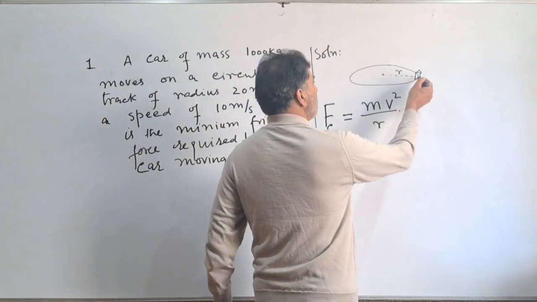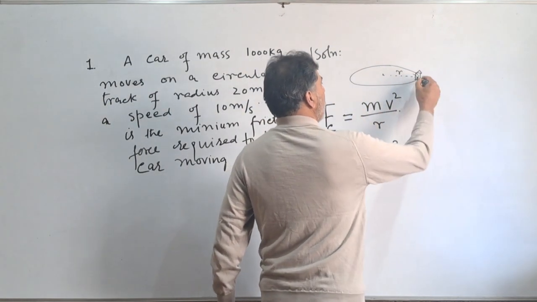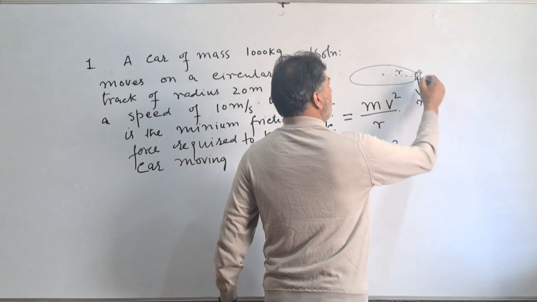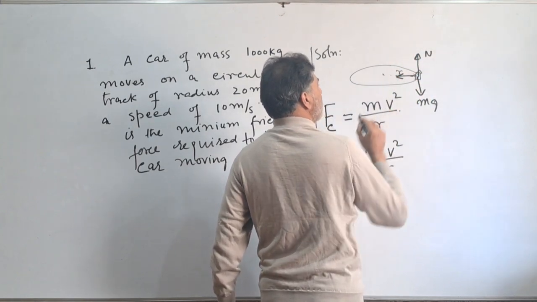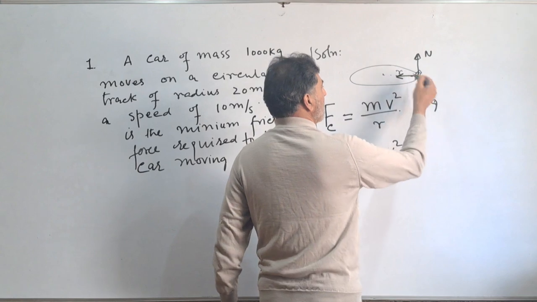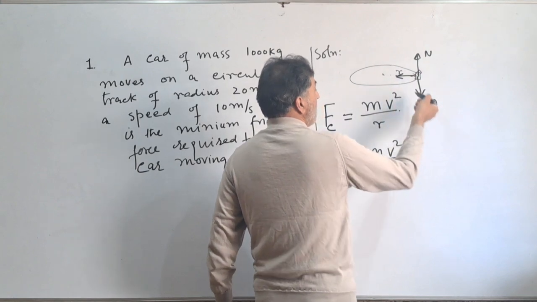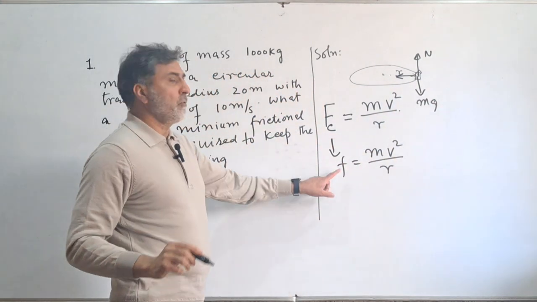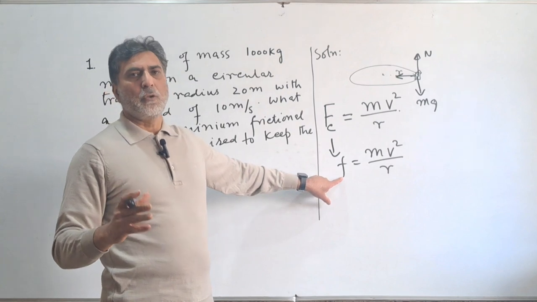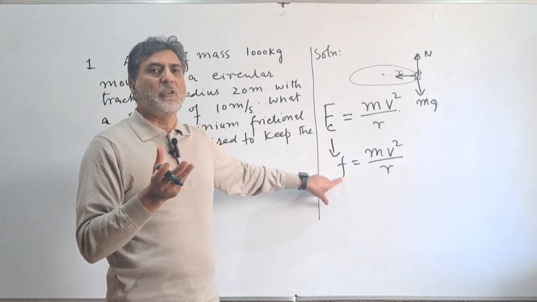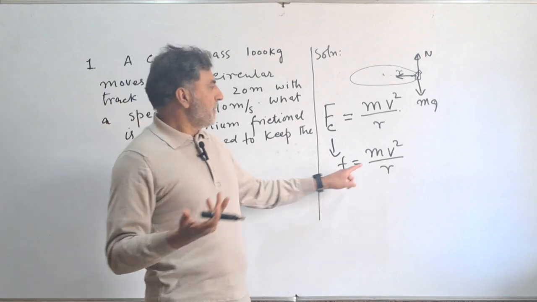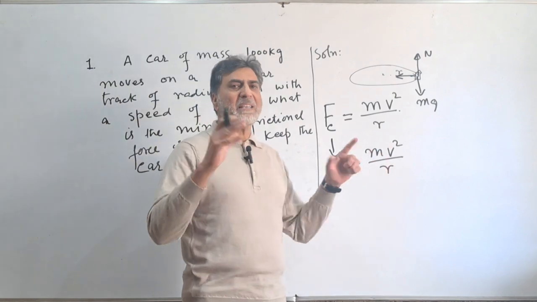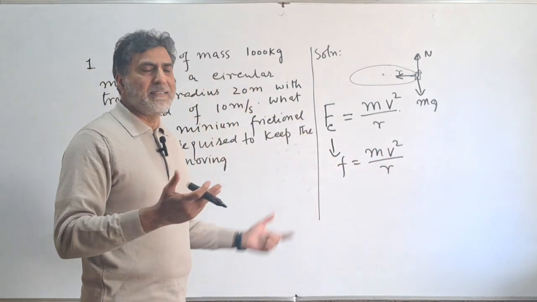So it is something like this. The car moves on a circular track. mg is downwards, normal reaction is upwards. You need a force in this direction, that is frictional force, and that frictional force is certainly mu N, that is the maximum value. But here you don't need the maximum frictional force. You need only that much frictional force which will keep the body moving in a circle, and that much frictional force is mv square by r. Maximum frictional force is always greater than that.